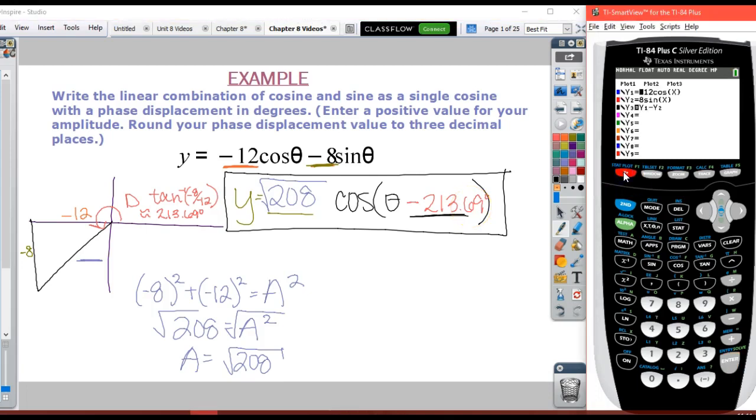One way that you could verify that we've rewritten this linear combination correctly is we could then graph it and make sure that the two graphs will coincide with one another. So we're typing in our new transformed cosine function, hit graph, and you can see that this pink function completely covered the black one, which means that these two are equivalent, so we rewrote it correctly.